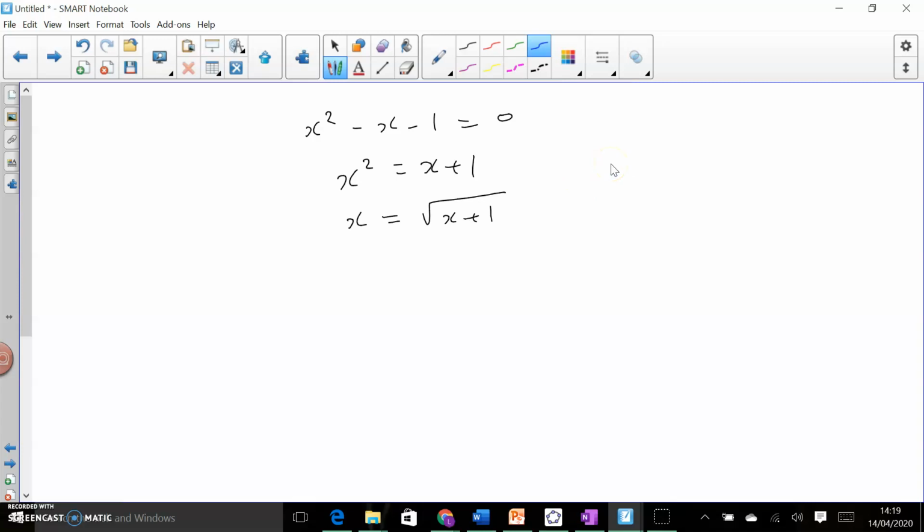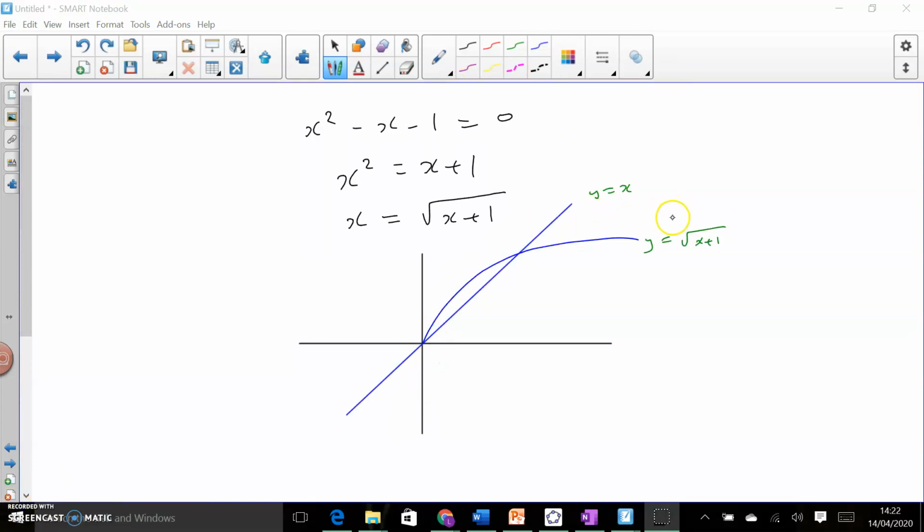Now what we're going to do then is, if we were to sketch both y equals x, and y equals the square root of x plus 1, we would get this. This is here, the y equals the square root of x plus 1, just half of that curve, because we've only got the positive part, and y equals x, a straight line. And we can see that the positive square root is here, and that would be our root, and that value was around about 1.618.